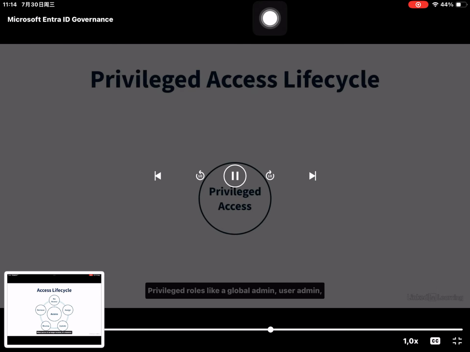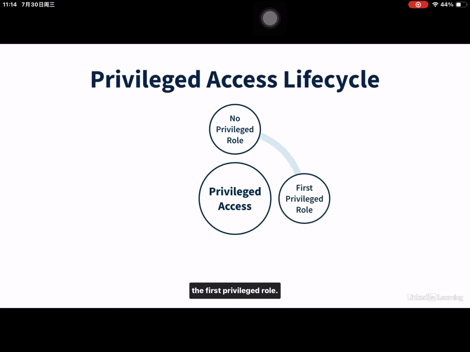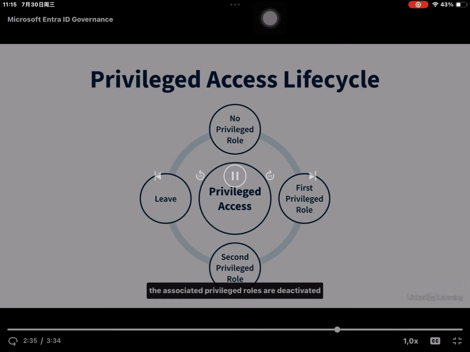Privileged roles like a global admin, user admin, and application admin have higher access permission to critical resources. So it's important to secure the privileged access lifecycle. It starts with a no privileged role status. When needed, an eligible user is assigned the first privileged role. As the job responsibilities change, privileged roles are updated accordingly. When the user leaves, the associated privileged roles are deactivated or removed.